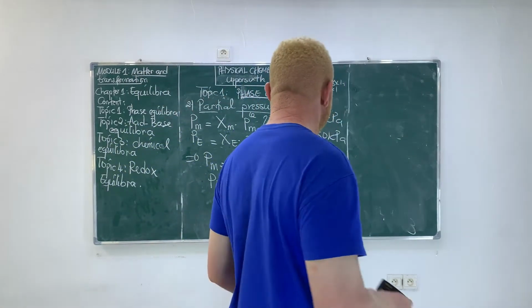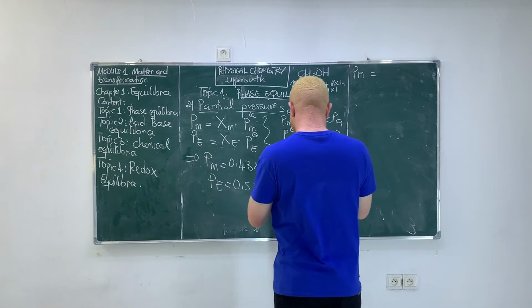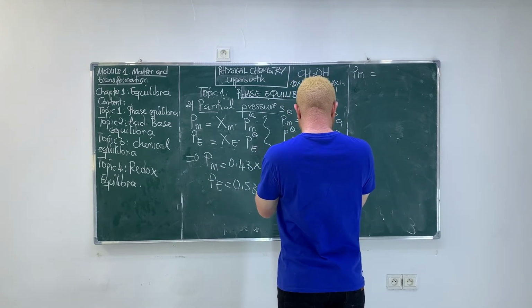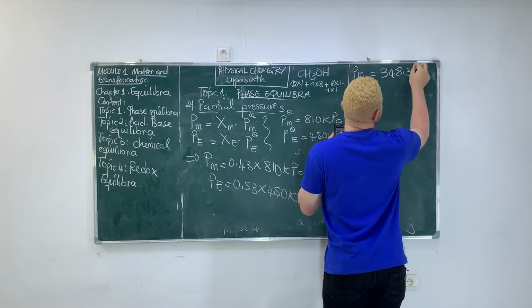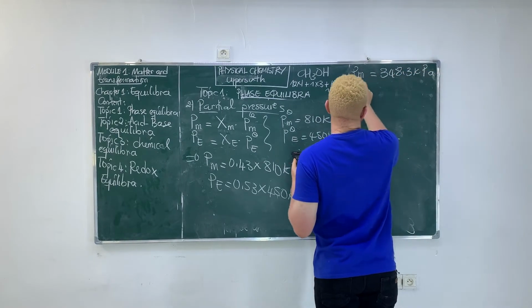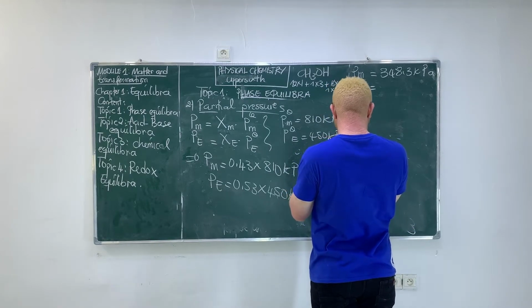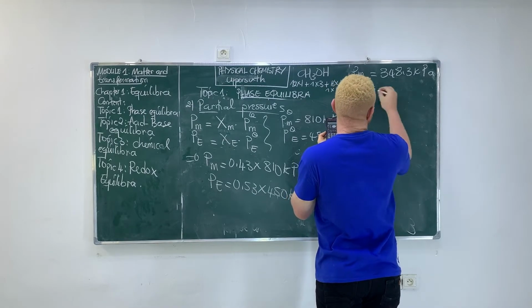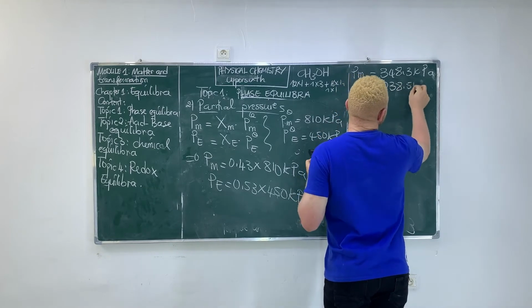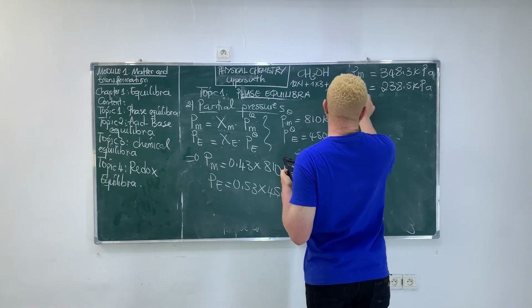So punching. Partial pressure of methanol equals 0.43 times 810 equals 348.3 kilopascal. Partial pressure of ethanol equals 0.53 times 450 equals 238.5 kilopascal. So we can now go to the last one, the total pressure.